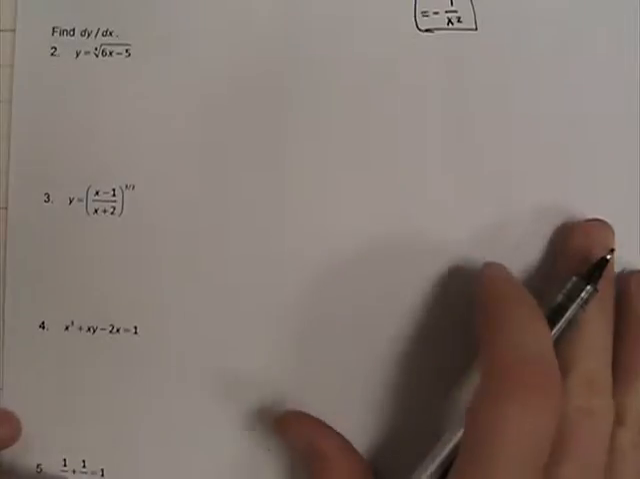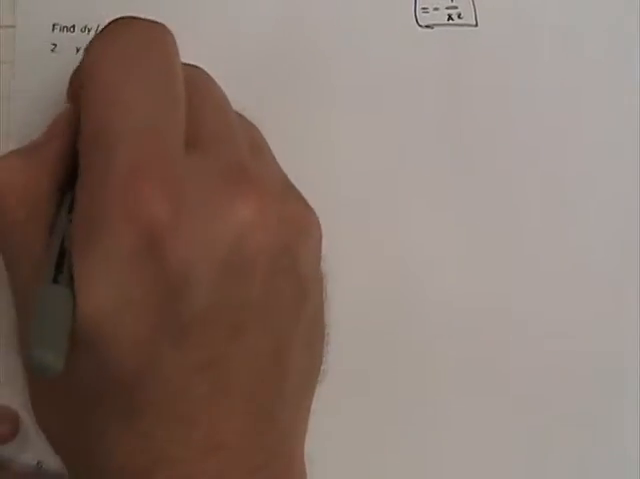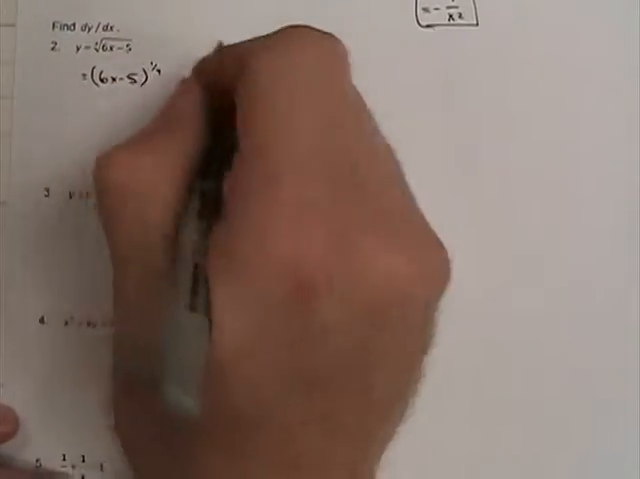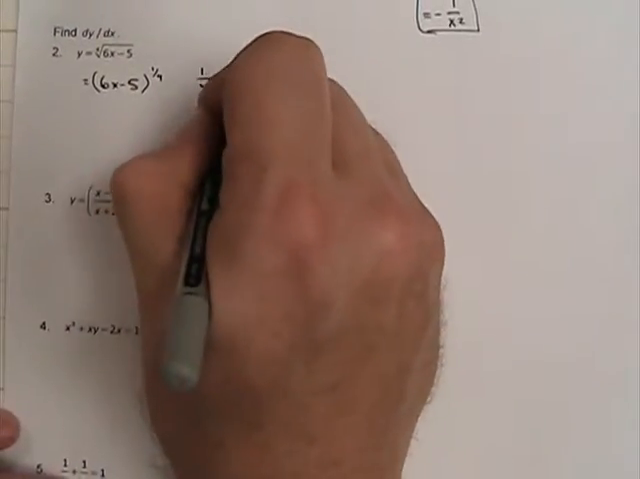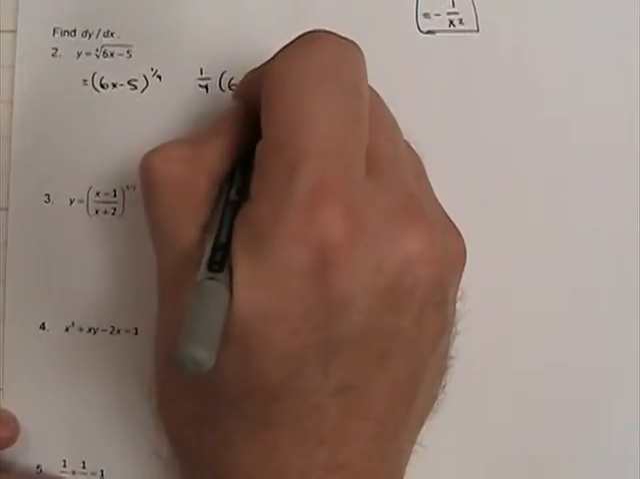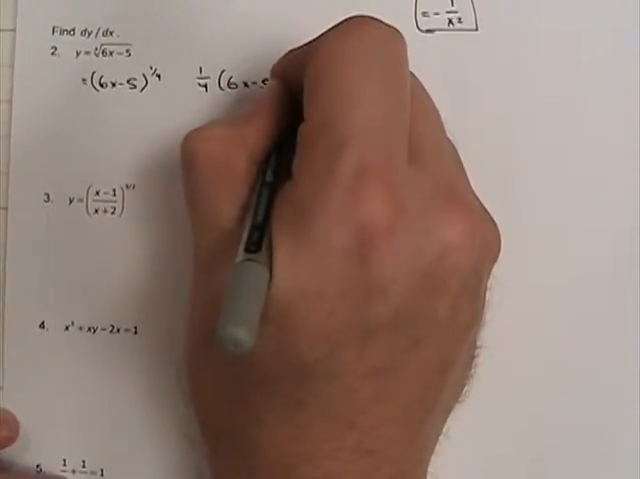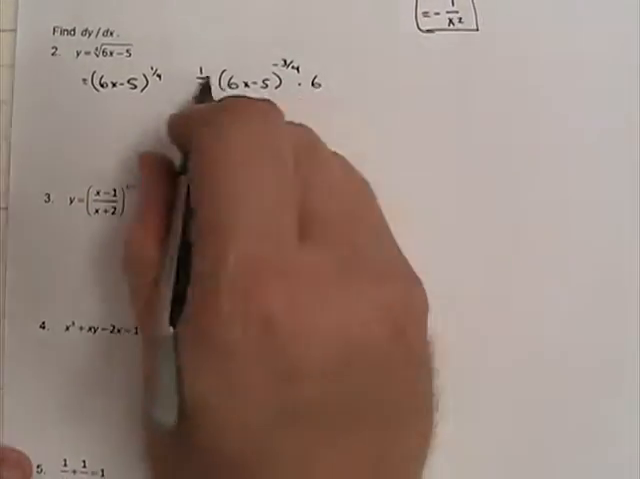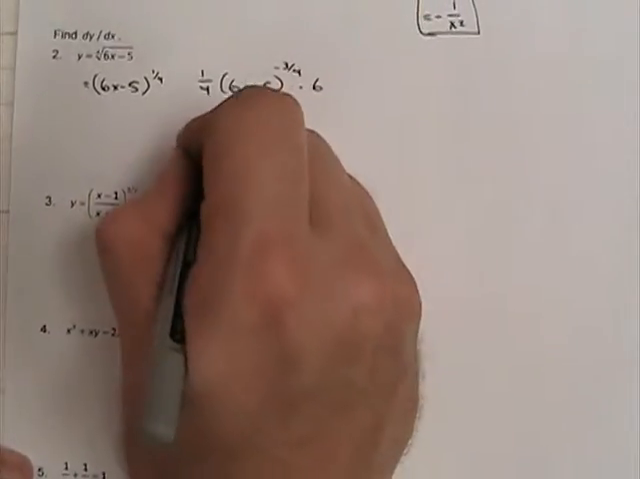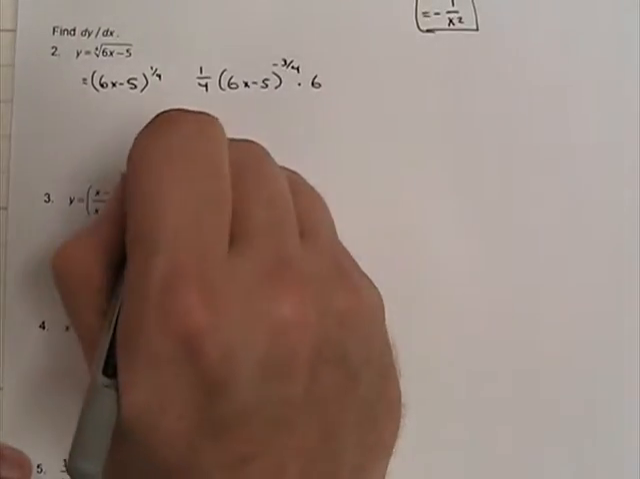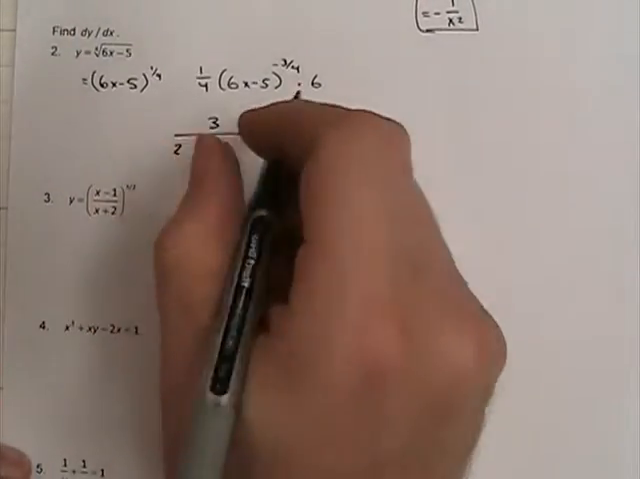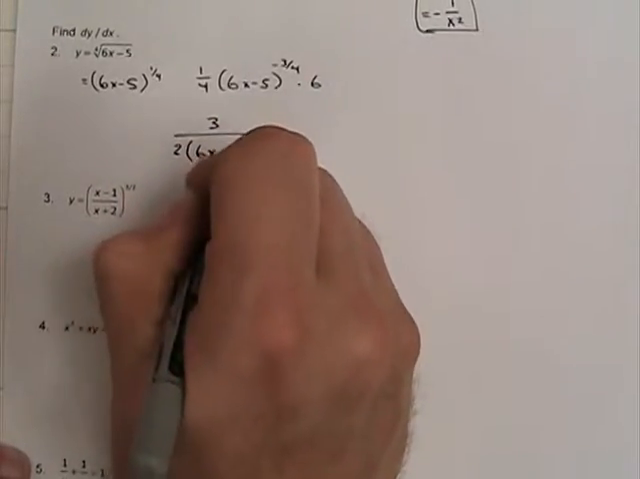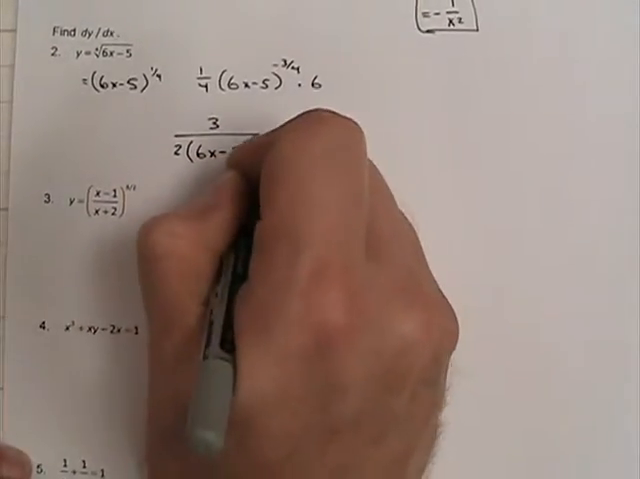For the next one, this one was pretty simple. Rewrite in exponential form. Make it a little bit easier. 1/4. Bring the power down. Derivative of the inside, so this 6 is going to come out front. They're both going to cancel. 3. There'll still be a 2 left on the bottom. We'll bring this down just to get rid of the negative exponent since it's pretty easy.